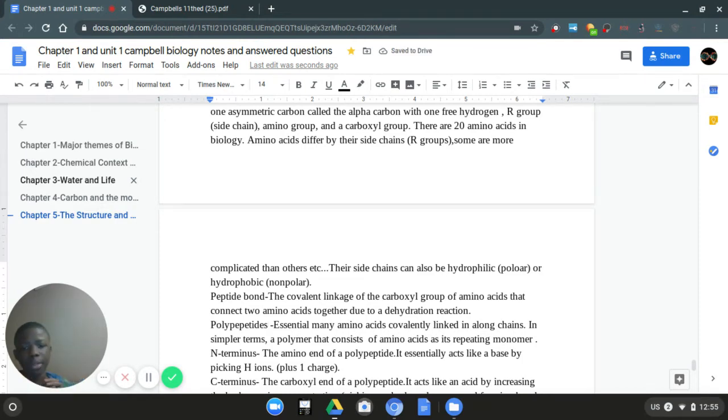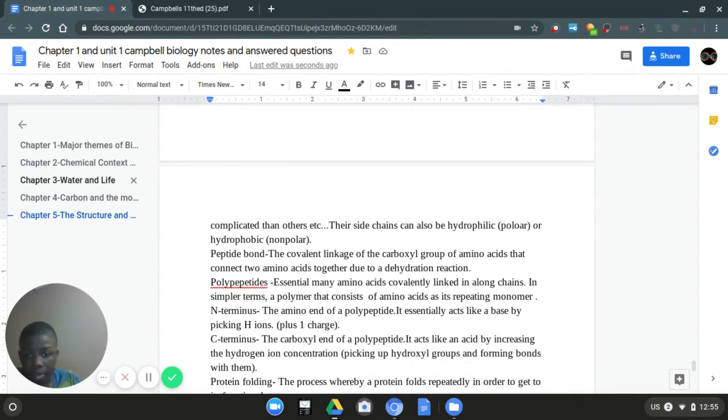So essentially, polypeptides are many amino acids covalently linked in long chains. In simpler terms, a polymer that consists of amino acids as its repeating monomer. Now, the N terminus is the amino group at the end of a polypeptide, so it acts like a base, and the C terminus is the carboxyl group of the polypeptide, and essentially acts like an acid.